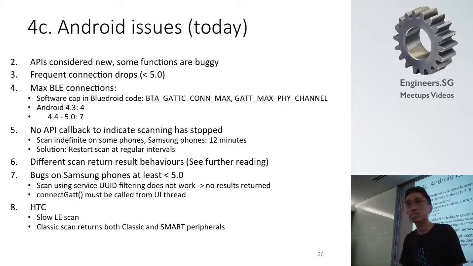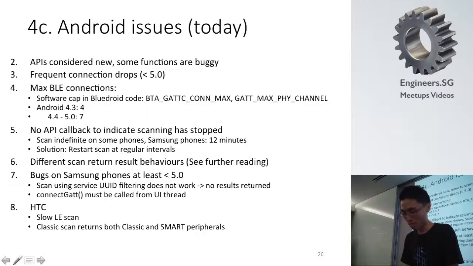But then why do you need to scan regularly? Because once you connect, is it okay? Because for certain use cases, like location tracking, your Bluetooth has to be constantly on and scanning to detect new devices. So if you assume that it goes on indefinitely, you will face issues, especially on Samsung phones. 12 minutes only. So you have to repeat the scan. Stop and scan, stop and scan.